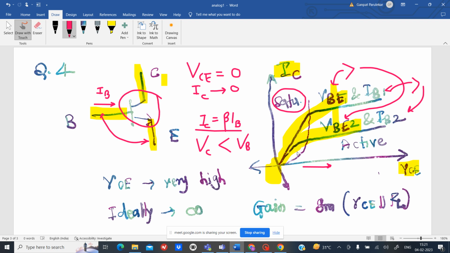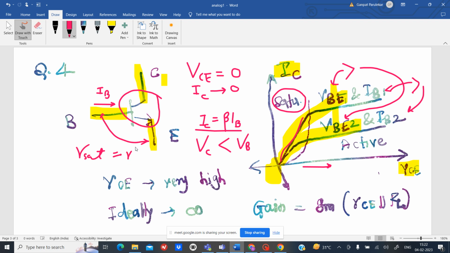And if you see here, there will be a sudden increase in IC for any change in VCE. So the output impedance, that is change in VCE with respect to change in IC, will be very less. So the output impedance in this region, that is when VCE is less than VB, will be very less. Let's say R saturation is equal to R1.